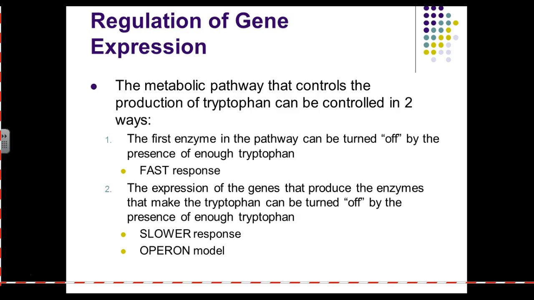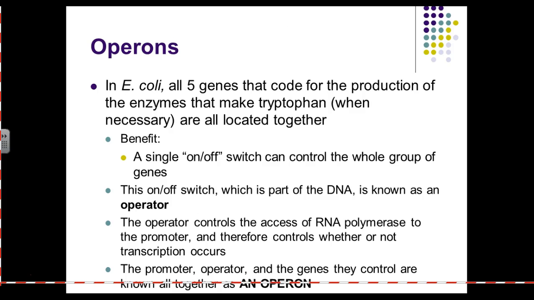I'll come back to this little slide in just a moment. So what is an operon? Well, an operon is a series of genes that codes for production of a certain enzyme. In this case, that protein enzyme is the tryptophan that we've been talking about. And all of these genes are located together, side by side on the DNA strand.